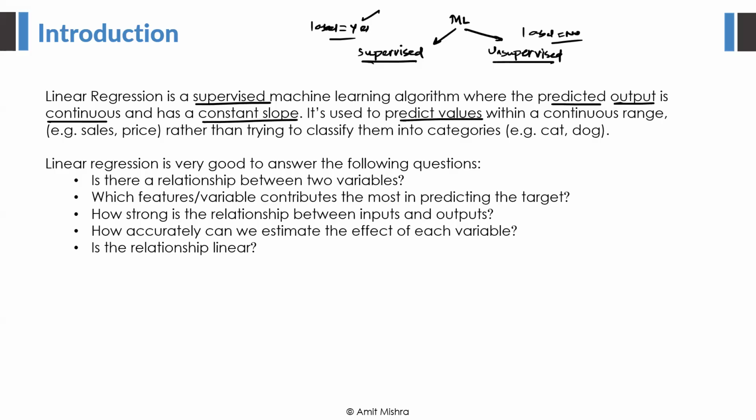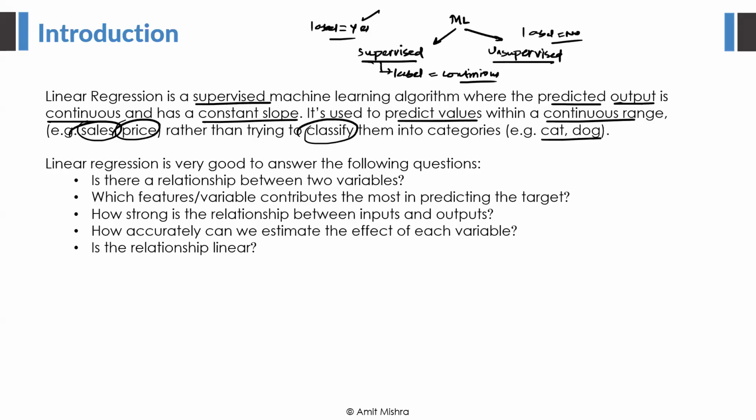It is used to predict values within a continuous range, for example sales, price, rather than trying to classify them into categories. Because in this case, the label will not be a categorical value, but the label will be continuous in nature. Remember, the label will be continuous. Continuous means it could be any value like price. Price is a continuous value.